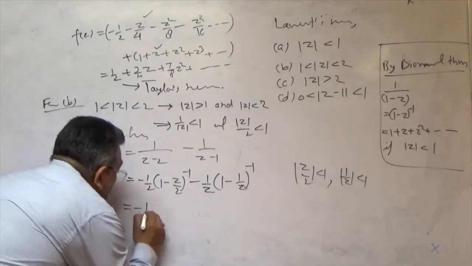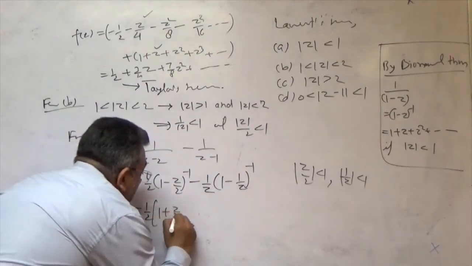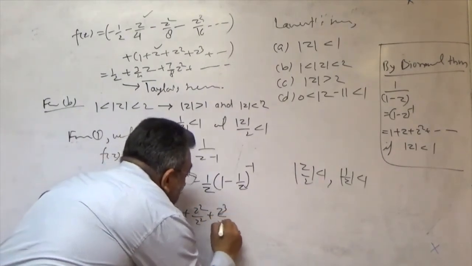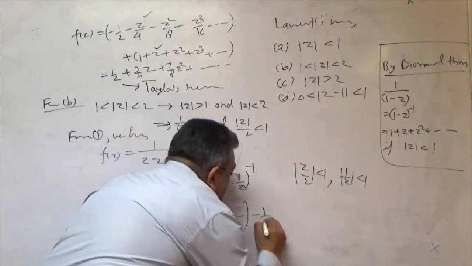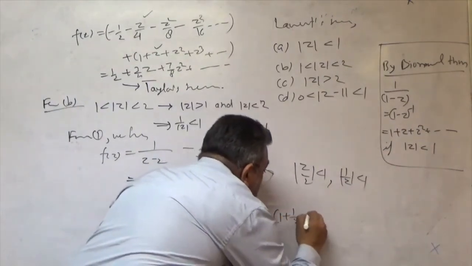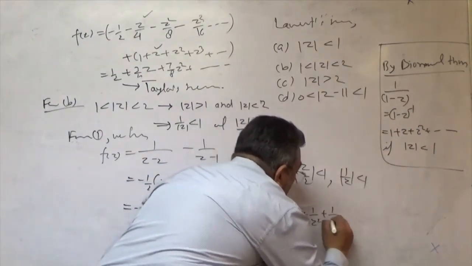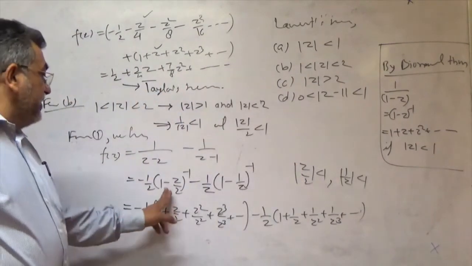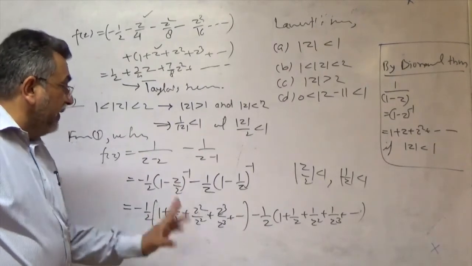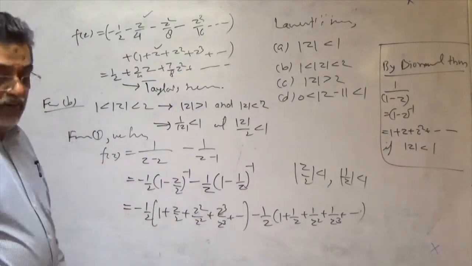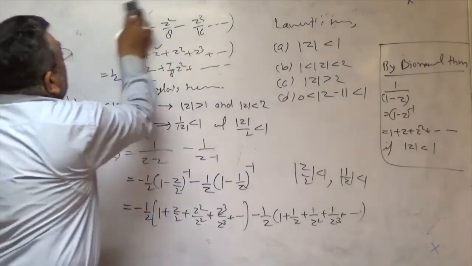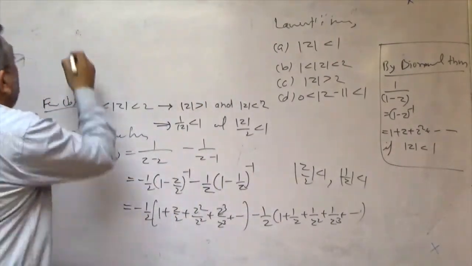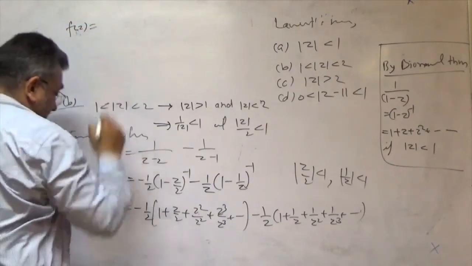So, by binomial theorem, it can be expanded: 1 plus z by 2 plus z square by 2 square plus z cube by 2 cube plus 1. Here, minus 1 by z, 1 plus 1 by z, 1 upon z square, 1 upon z cube and plus 1. In both cases, because this is negative, all terms are positive. Now, calculate again both brackets, finally, we get the required expansion.